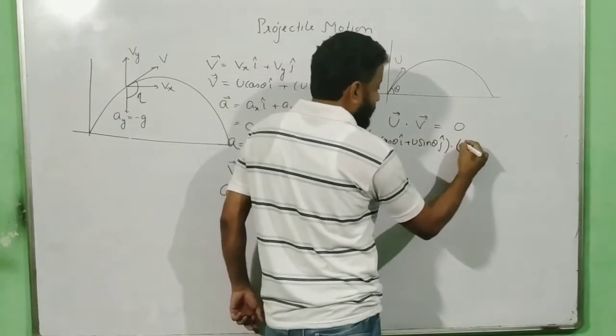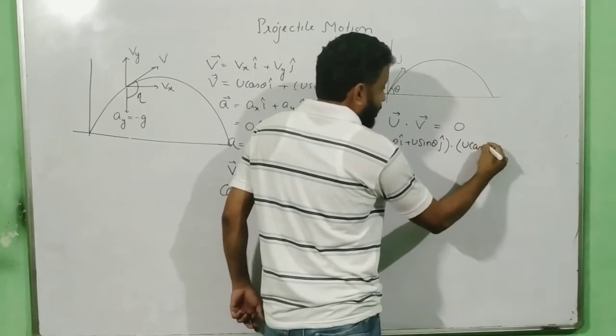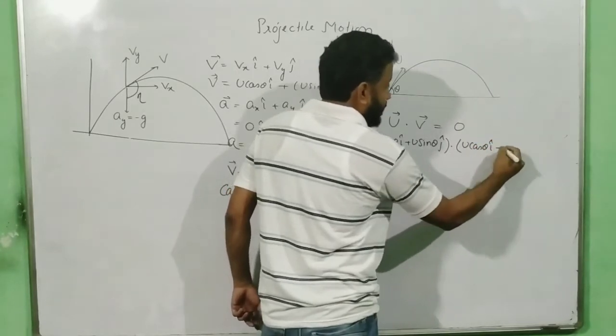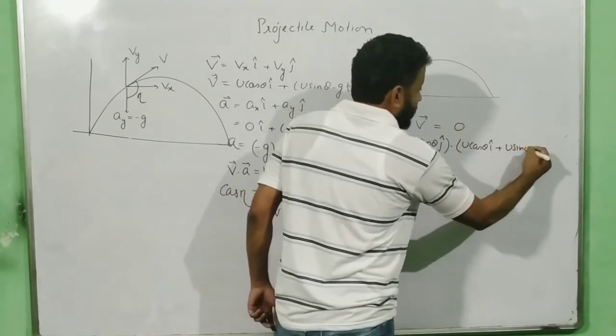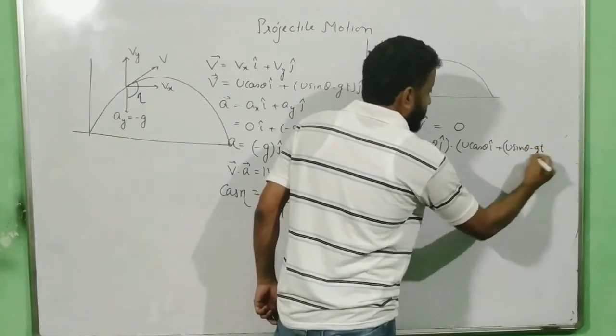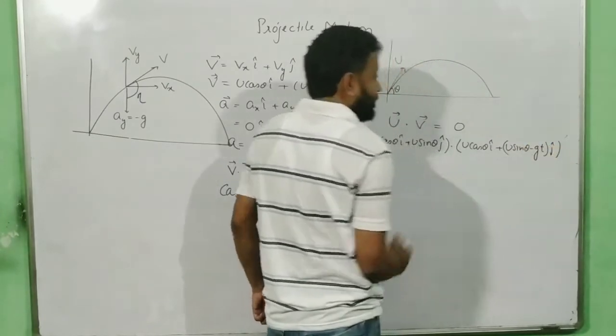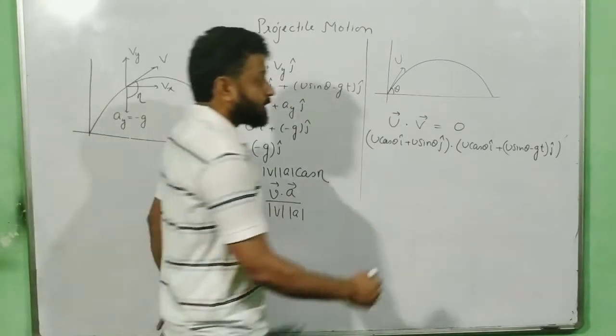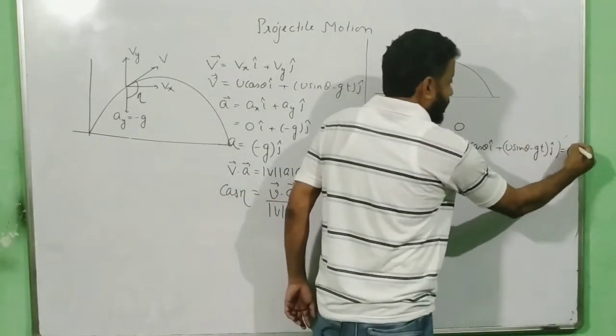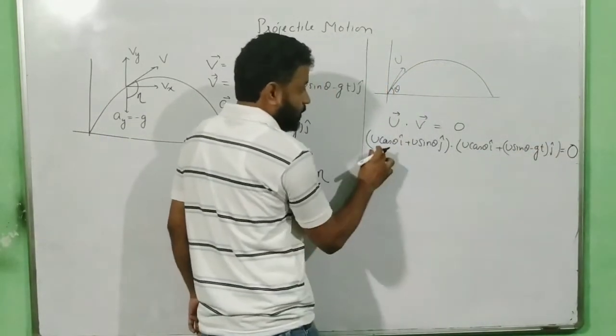Dot v. What is v? V has the first component remaining as u cos theta, plus (u sin theta minus gt) j cap. Correct? And this dot product must be equal to 0. So now let's do the dot product here.